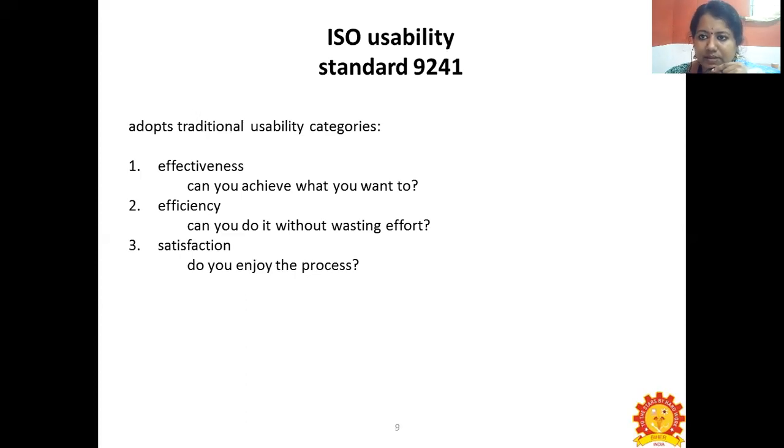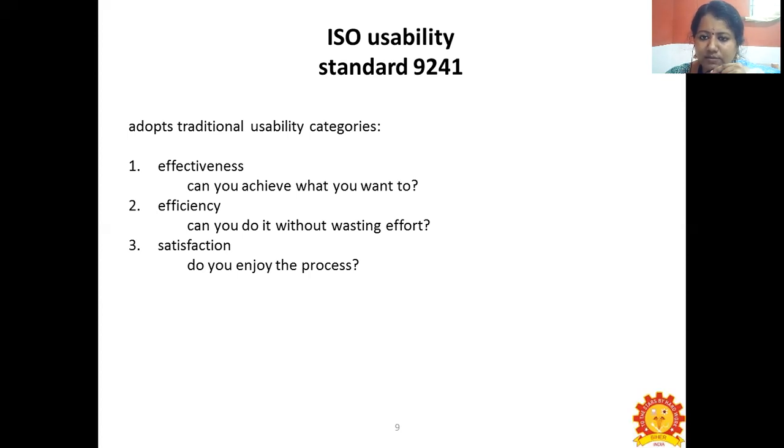The next will be the ISO usability standard 9241. Here the ISO usability adopts the traditional usability categories. They are effectiveness, efficiency, and satisfaction.